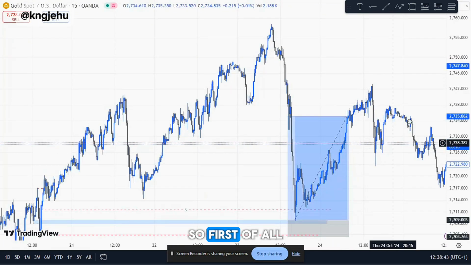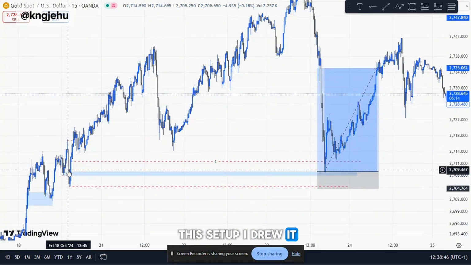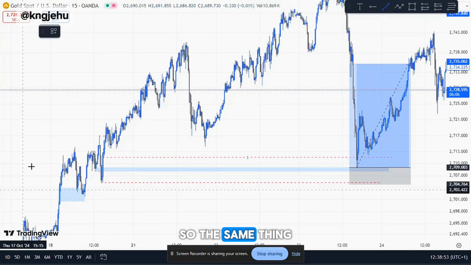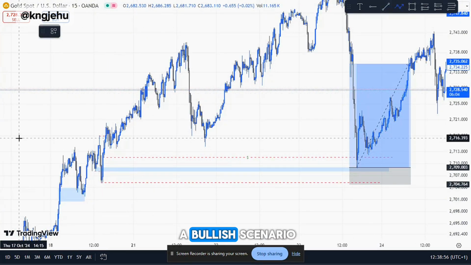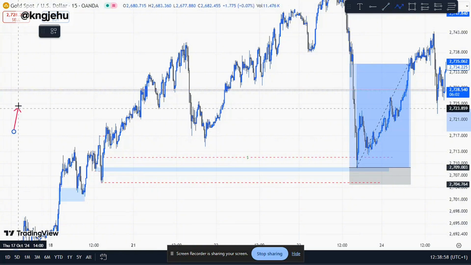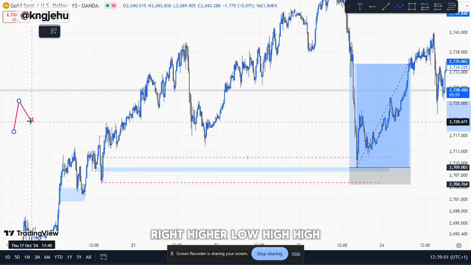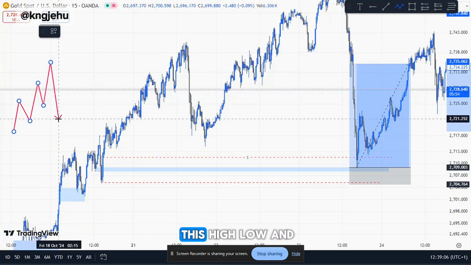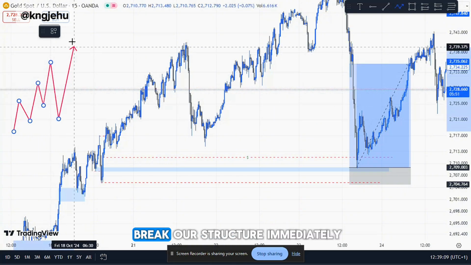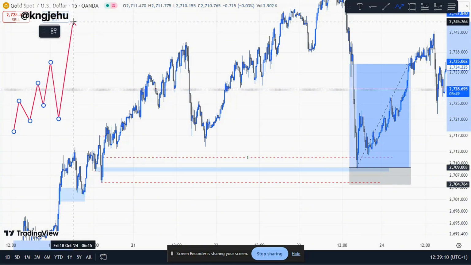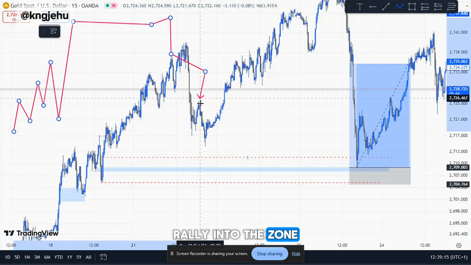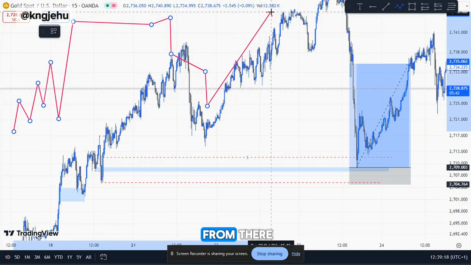So, first of all, this setup I drew, you see, Friday 18th of October, that was last week. And now this is a bullish environment, so the same thing that I drew the last time, but this time in a bullish scenario. A higher high, higher low, higher high, higher low, higher high, then a sweep of this higher low and break of structure immediately.